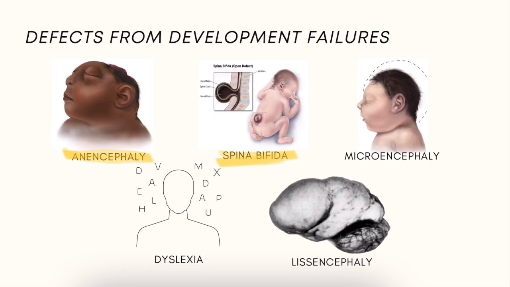And on the other side, when there is a failure of migration of cells, let's say there are defects with the proliferation and migration of cells, something like dyslexia could happen, which is because of abnormal cell positioning and connections, or even microcephaly could happen, or lissencephaly could happen, which is, as you can see, a smooth brain. We don't have our gyri, we don't have our sulci. And that is also because of abnormal cell positioning and connections during the proliferation and migration stage.